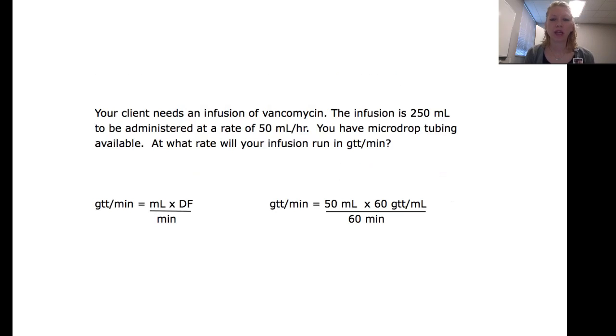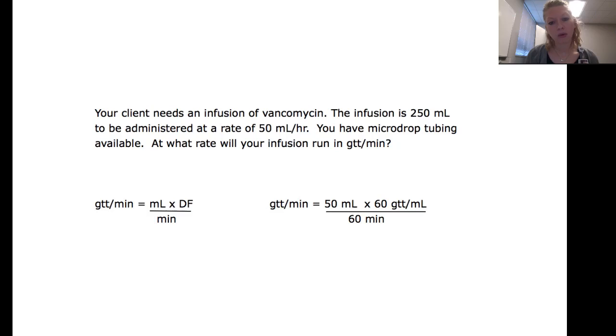So there is one more thing I wanted to point out to you with drops per minute equations and drop tubing. Your client needs an infusion of vancomycin. The infusion is available in 250 milliliters. It's supposed to be administered at a rate of 50 milliliters per hour. We've got micro drop tubing available. So everybody answer, what's my drop factor for micro drop tubing? 60 drops per milliliter, forever and always.